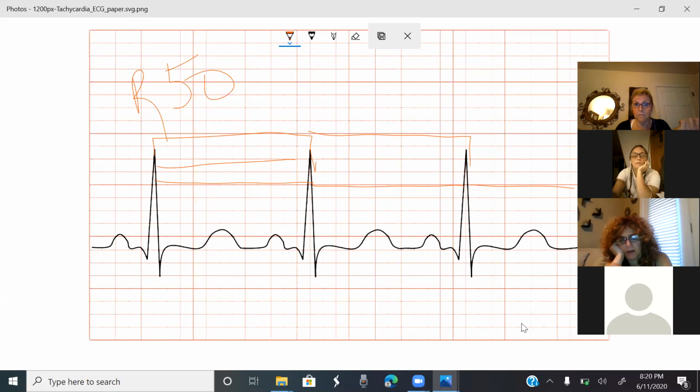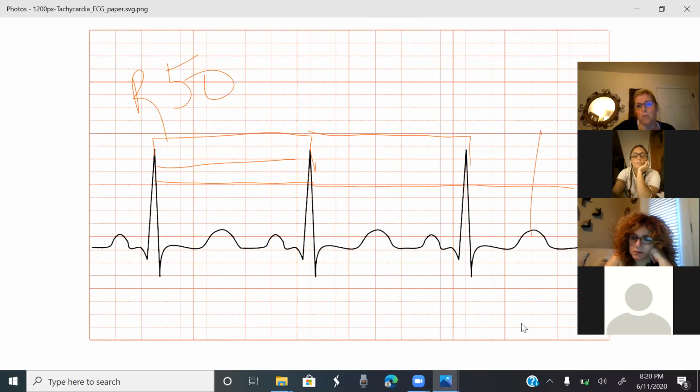How did you come up with 50 again? Because this is 30, what we're looking at, but this is in a 6-second strip. So I said, let's just pretend that there's 2 more over here. So that's how we're going to get 50.